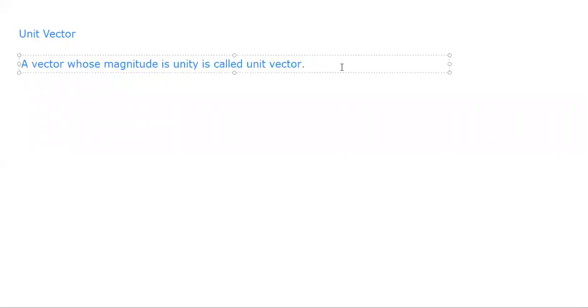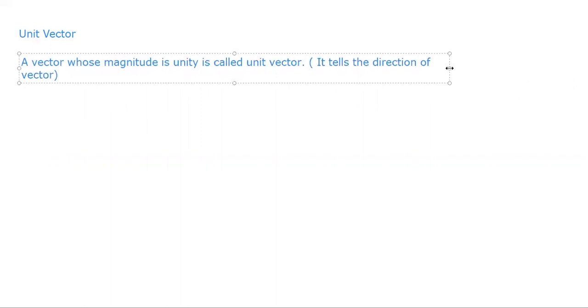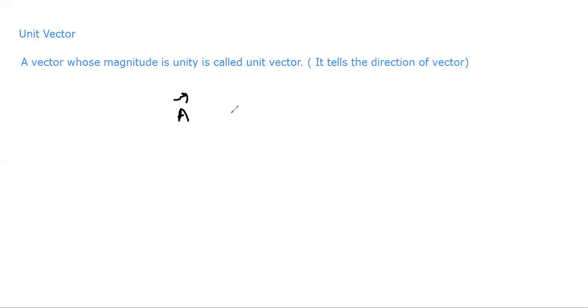Now, what is the use of a unit vector? It tells the direction of a vector. Suppose there is a vector whose magnitude is not equal to 0, that means more than 0.